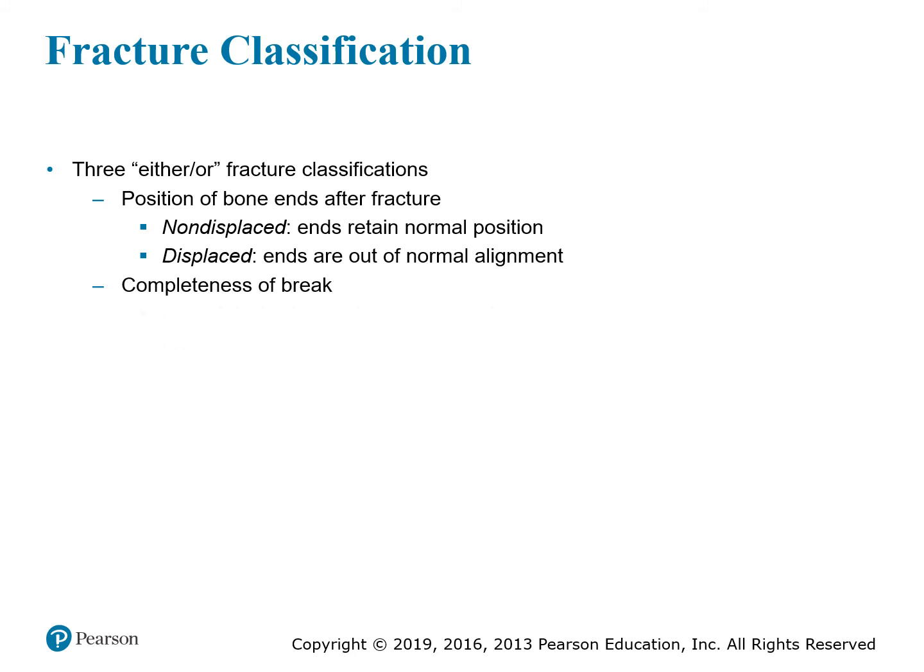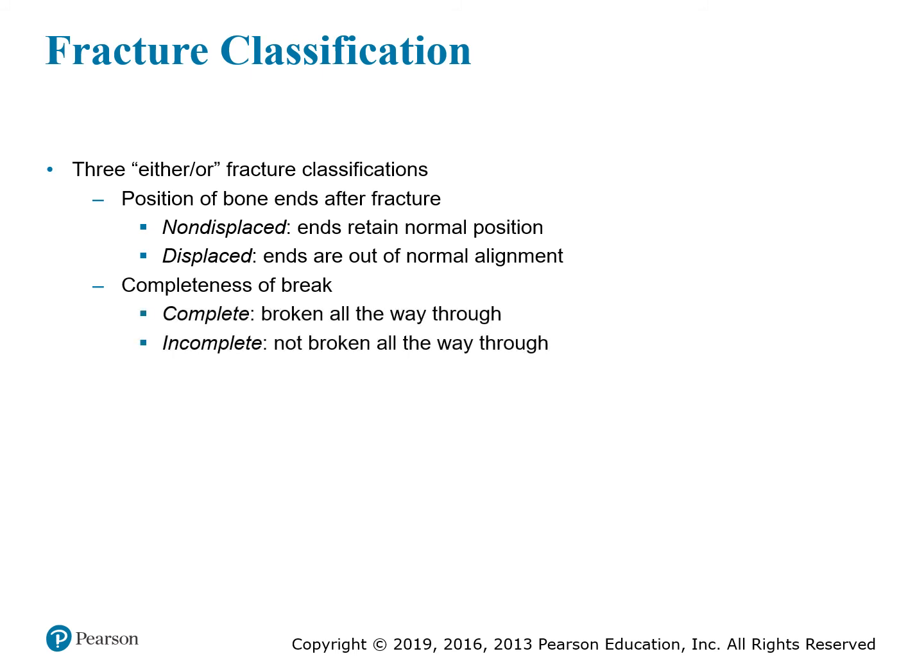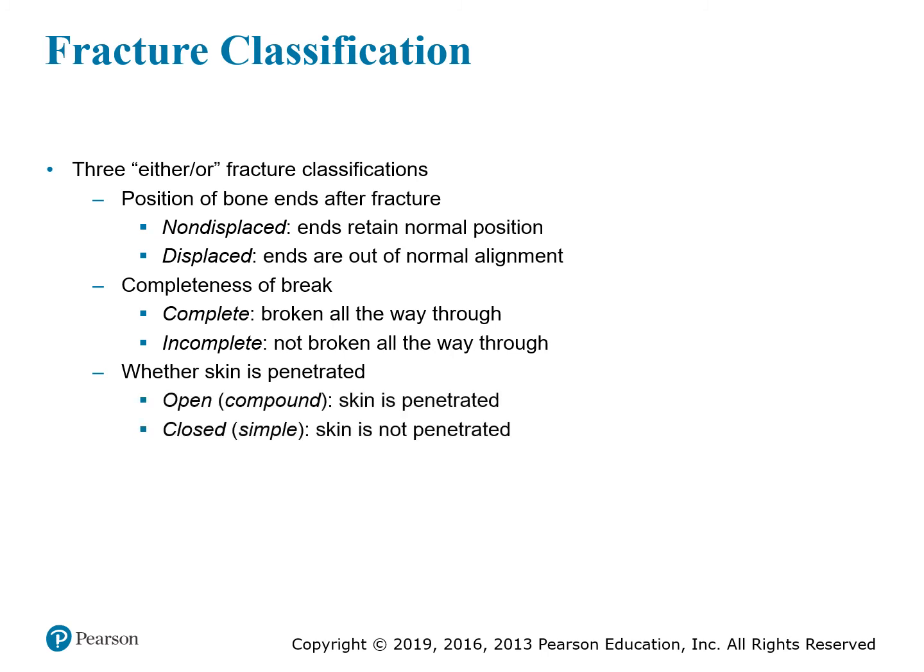The second thing is the completeness of the break. So a complete fracture is when the bone is broken all the way through, and an incomplete fracture is when it's not broken all the way through. Third, is the skin penetrated? Now, I want to point this out. You have to have both a displaced fracture and a complete fracture for skin to be penetrated. And so in an open or compound fracture, the skin actually gets penetrated. In a closed or simple fracture, although there may be a complete break and there may be displacement, the skin is not penetrated.